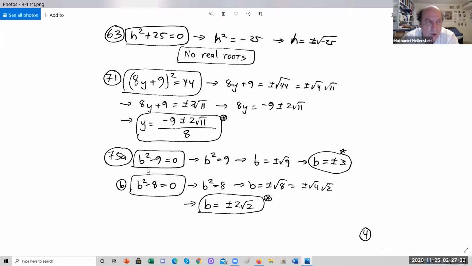Here we have two similar ones. B squared minus 9 is 0. So b squared is 9. So b is plus or minus root 9. So b is plus or minus 3. Here b squared minus 8 is 0. So b squared equals 8. So b equals plus or minus root 8. Largest square factor of 8 is 4 times 2. Root 4 is 2. So b is plus or minus 2 root 2.